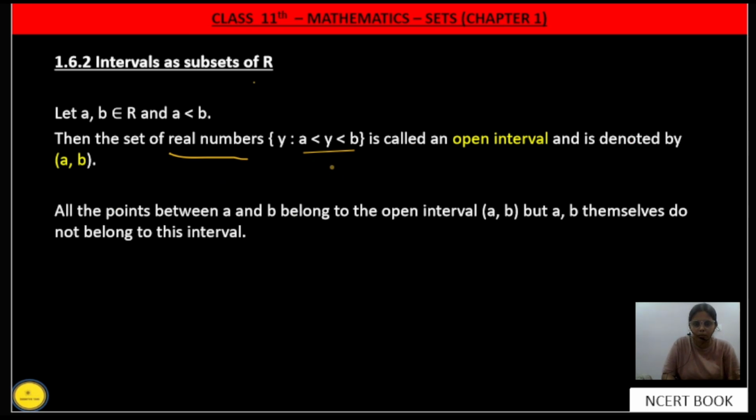Because we write an open interval as a comma b. All the points between a and b belong to the open interval a comma b. But a and b themselves do not belong to this interval.